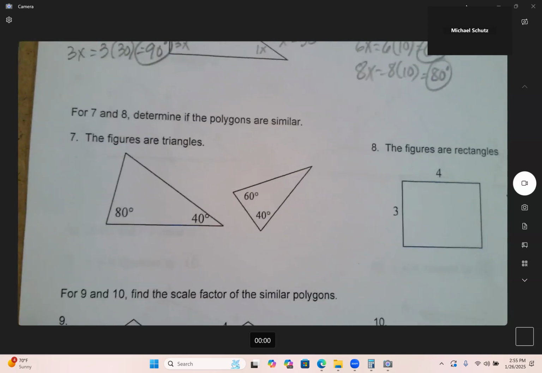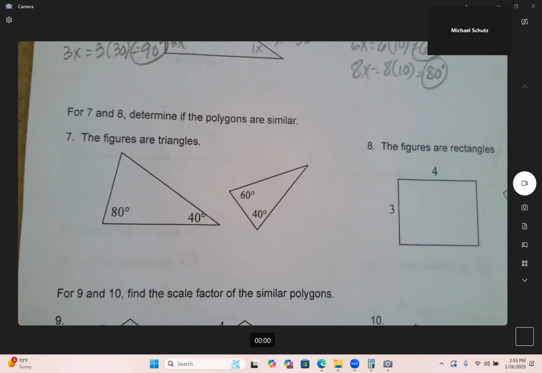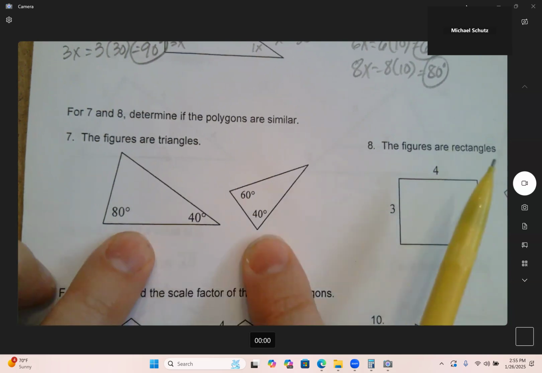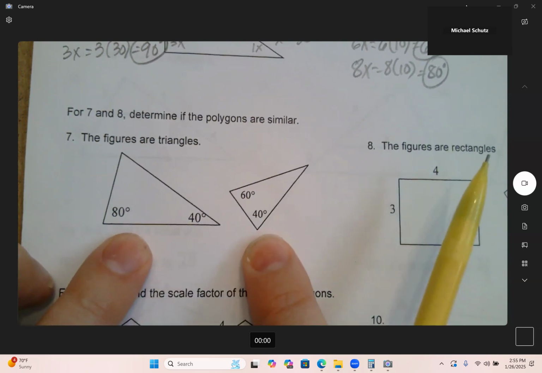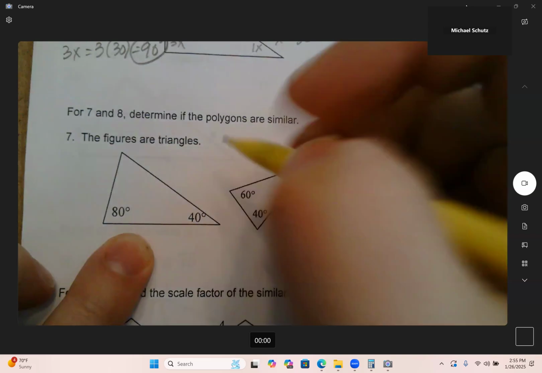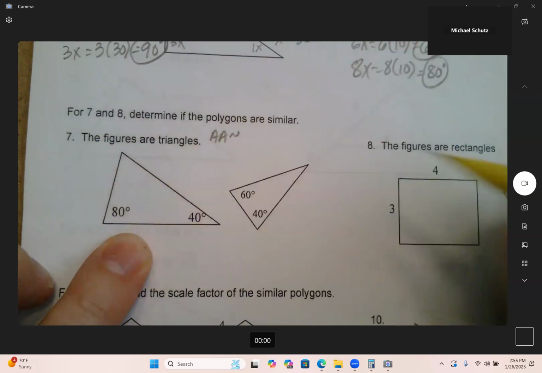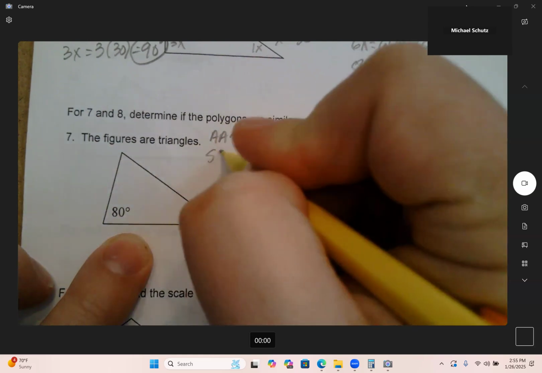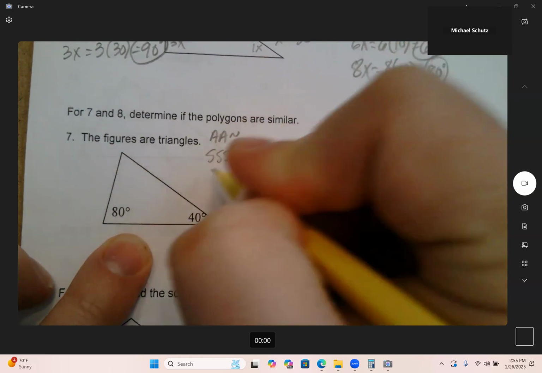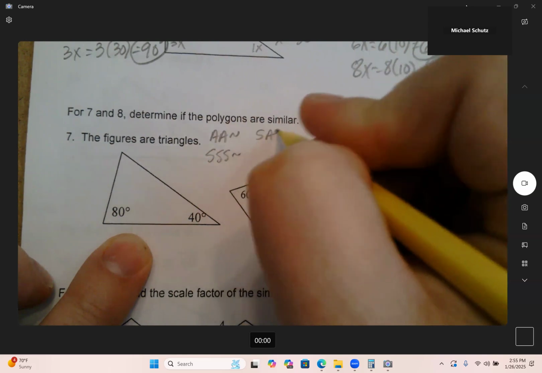All right, so now we're going to take a look at number 7, and it says determine if the polygons are similar. So in order to determine if the polygons are similar, we have to have some things going on. Now, the first thing we have on this one, we have triangles. For triangles in particular, we have 3 rules that we can apply, little shortcuts: angle-angle similarity, side-side-side similarity, or side-angle-side similarity.